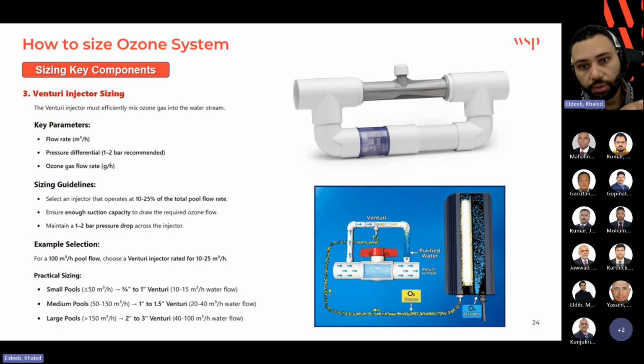Regarding selection guidelines, we choose an injector that matches the pool flow rate and the delta P pressure, also the pressure differential of the system. Also, we need to ensure suction capacity matches the ozone gas flow. The typical injector water flow rate is around 20 to 25% of the whole pool circulation flow. As we see in this example calculation, if we have a pool with flow rate around 100 cubic meters per hour, we choose a Venturi injector rated for 10 to 25 cubic meters per hour to achieve the 10 to 25 percent selection guideline, as I just said.